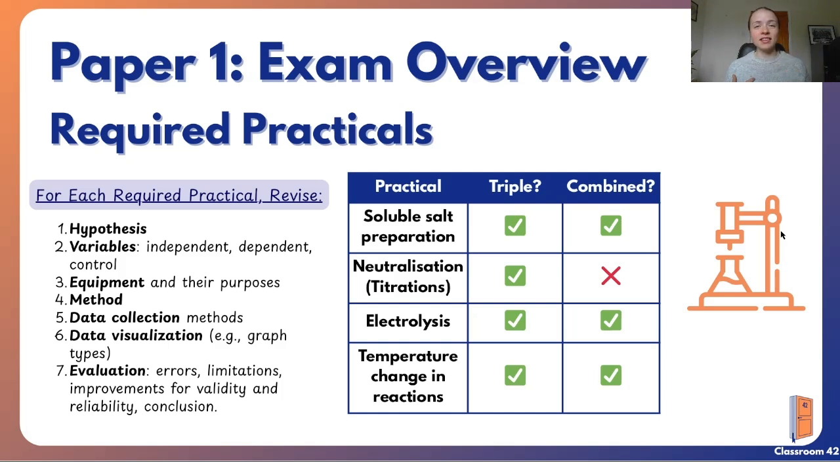So in this exam, you will have the following practicals that could potentially come up out of the ones that you did during your time doing your GCSE. You've got your soluble salt preparation practical, and if you're a triple student, you've also got your neutralization practical, so those are your titrations, electrolysis, and then a practical on temperature changes in reaction. So there's 4 of them here, and then there's also 4 for the second paper as well.